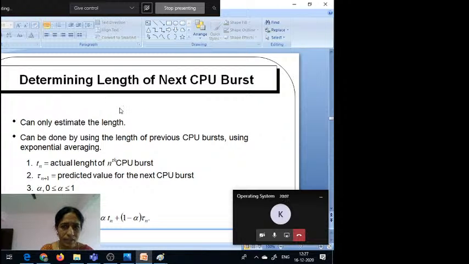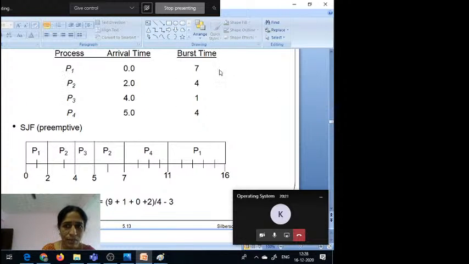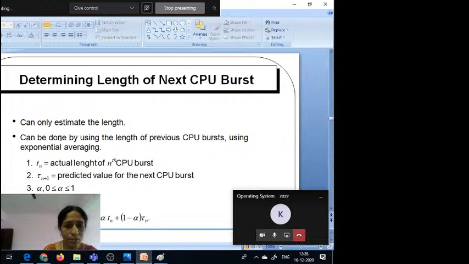So how do we determine the length of the next CPU burst? It depends on the next CPU burst length. That means we can only estimate the length. Each and every process's next CPU burst time is estimated, and based on that this preemptive version is executed. This can be done by using the length of the previous CPU burst using this formula.